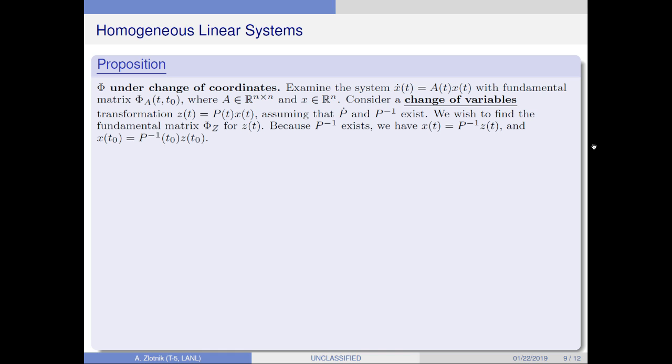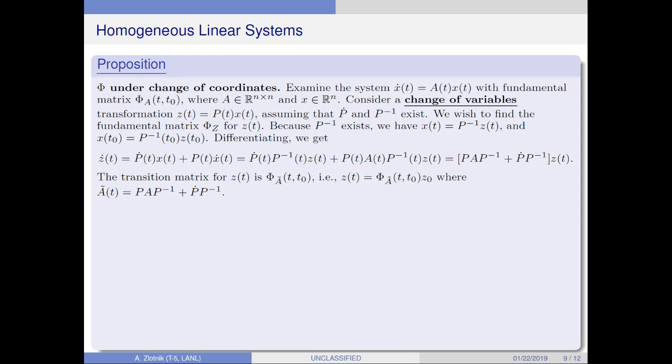Now because P inverse exists, we have x is equal to P inverse times z, and x at t naught equals P inverse t naught times z of t naught. Differentiating this expression, we see that z dot equals P dot x plus P x dot. And working through, we see that we have a similarity transform of A plus some function of the derivative of P and P inverse, the product. So the transition matrix for z, let's call it phi A tilde, where A tilde is given by P A P inverse plus P dot P inverse.